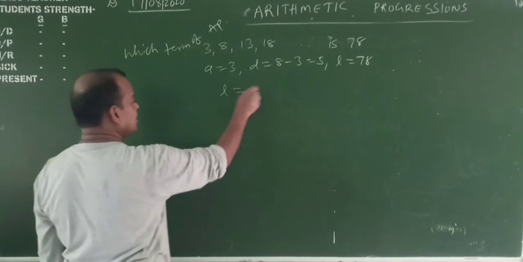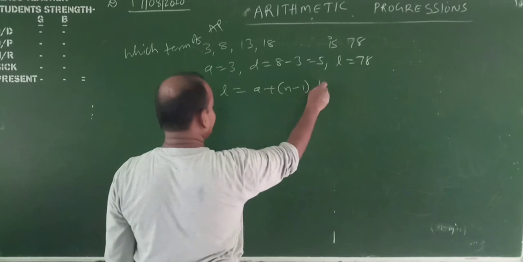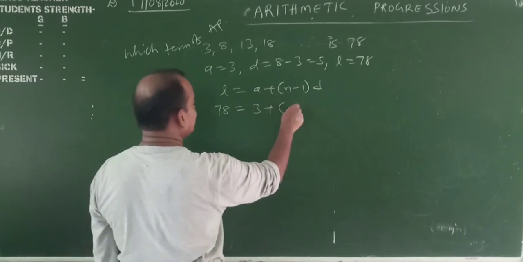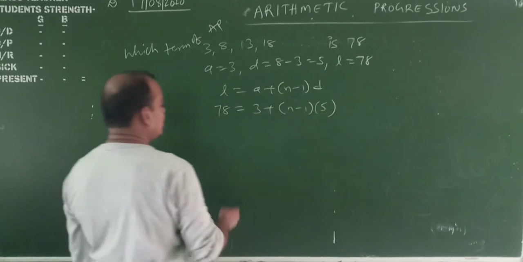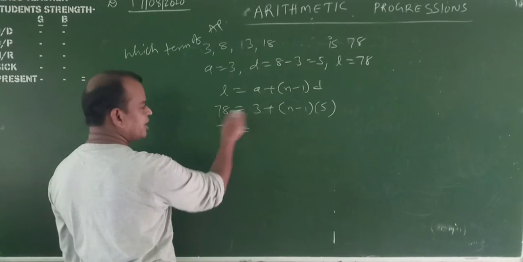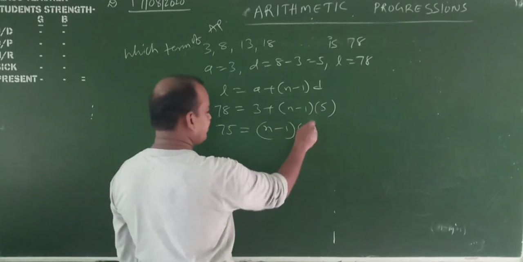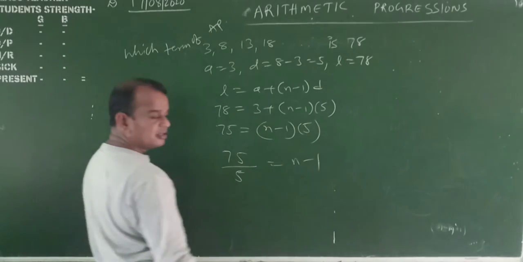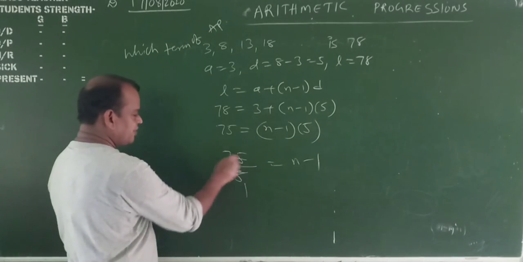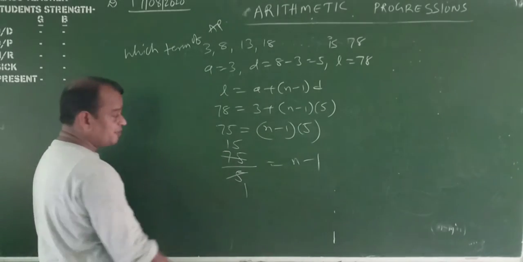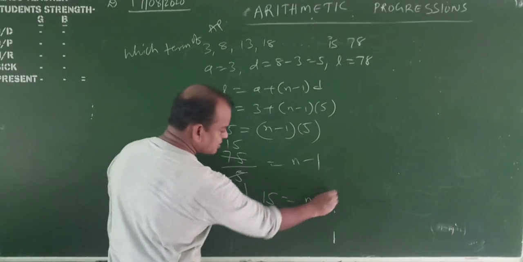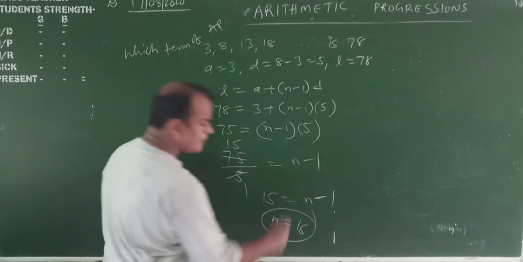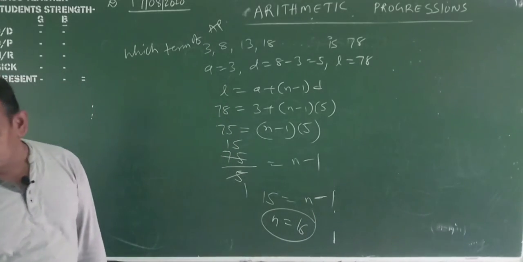Now L is equal to the formula A plus n minus 1 into D. So 78 equals 3 plus n minus 1 into 5. 78 minus 3 is equal to n minus 1 into 5. That equals 75 by 5 is equal to n minus 1. 5 ones are 5, 15 fives are 75. Therefore 15 is equal to n minus 1. N is equal to 15 plus 1, that equals 16. N equals 16, my dear students.